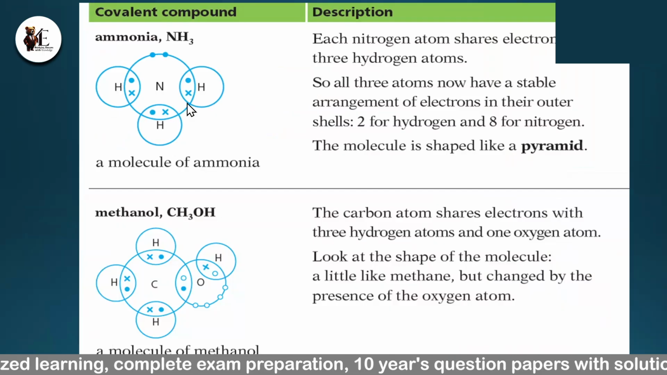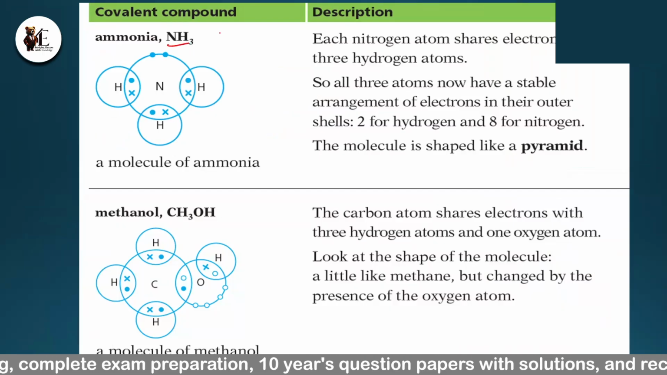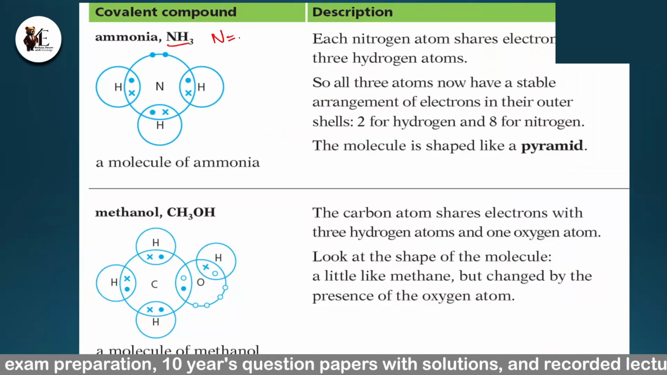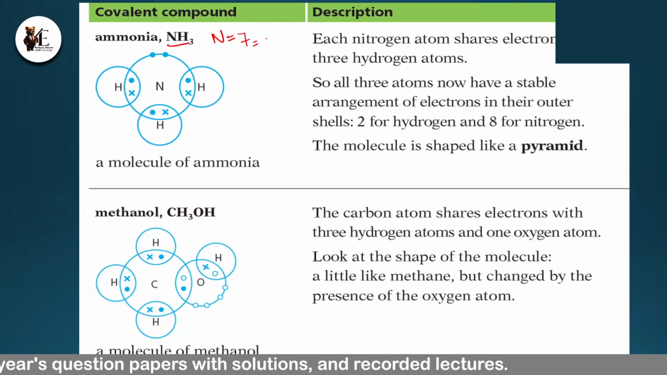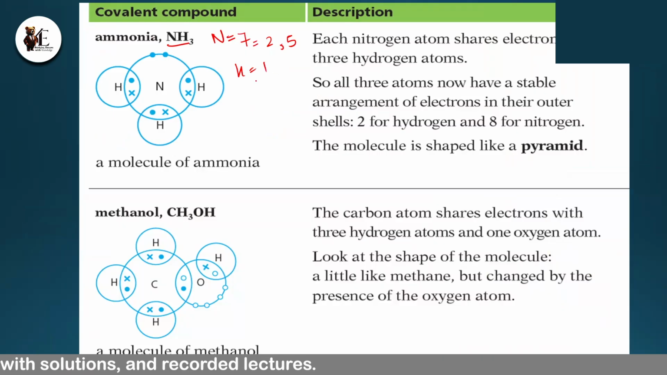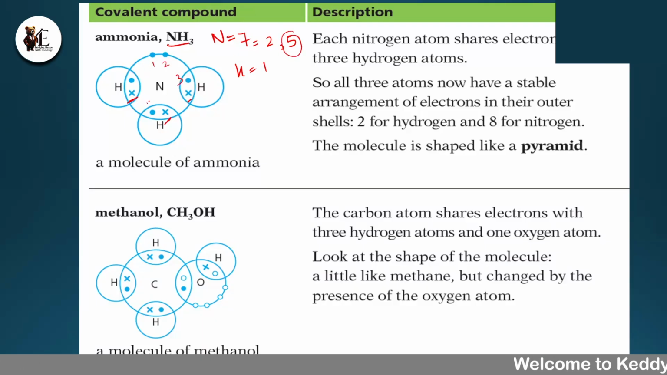Draw the covalent bonding in ammonia. So the first step is to write down the electronic configuration of nitrogen. Atomic number is 7. Configuration is 2, 5. Hydrogen is 1. Very simple. So this cross is my electron of hydrogen, only 1. And you have to make 5 electrons of nitrogen: 1, 2, 3, 4 and 5. Now nitrogen needs how many electrons to complete its octet? Tell me.